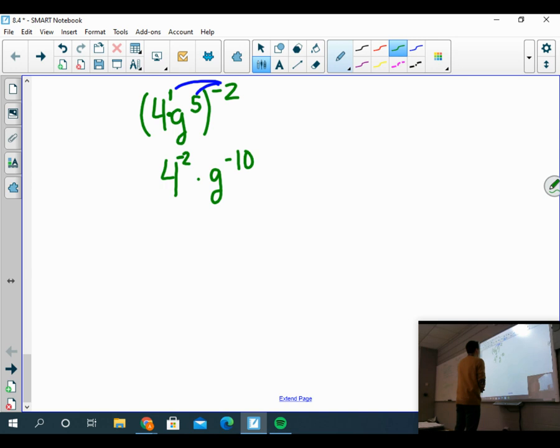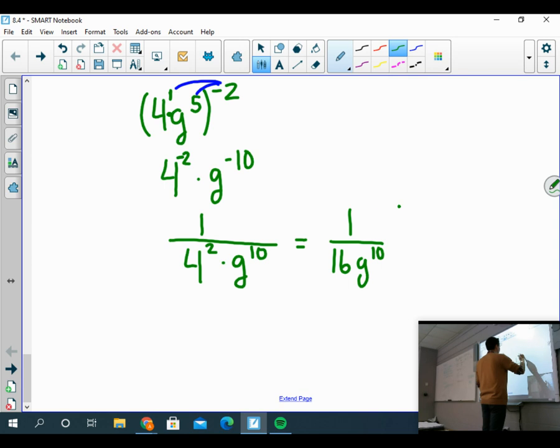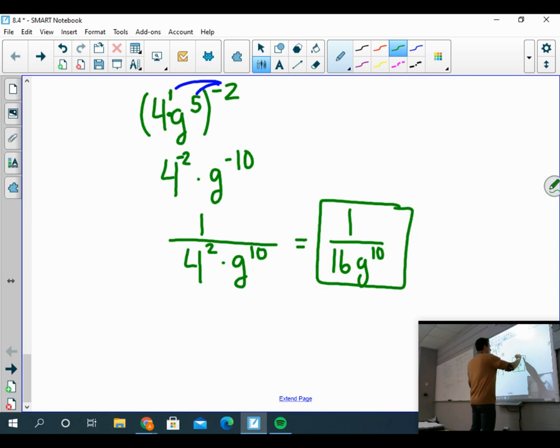Well, at this point, again, we're not quite done. Why? Because we have some simplification we can do. We can rewrite our negative exponents as positive exponents by moving them to the denominator. Again, that's covered in 8.1. And the last bit of simplification I can do is I can rewrite 4 squared as 16. And I end up with 1 over 16 g to the 10th.